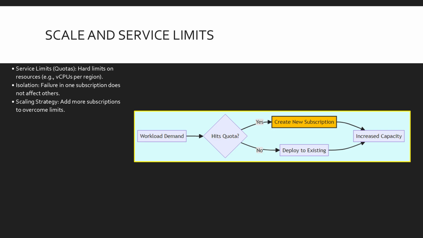This flowchart demonstrates the decision process for scaling. We start with workload demand. We ask, does this hit the quota limit? If no, we proceed to deploy to existing resources. If yes, the path branches to create a new subscription, which effectively unlocks specific hardware limits. Both paths lead to the goal of increased capacity, but the new subscription path ensures you don't hit a hard ceiling.